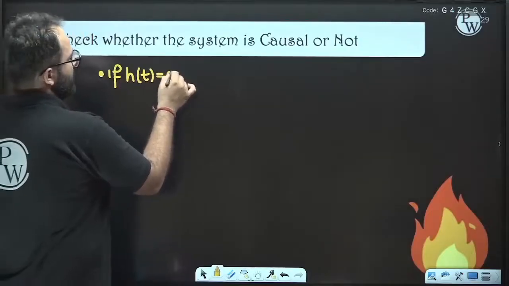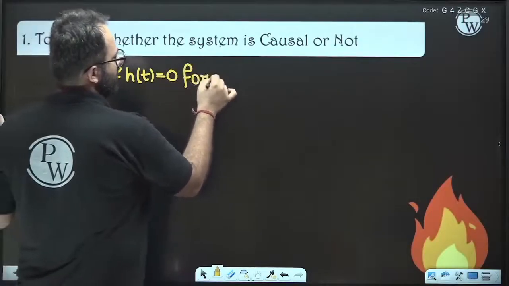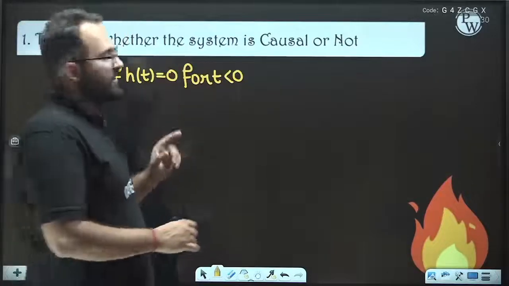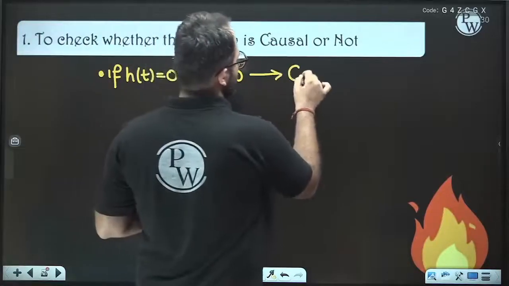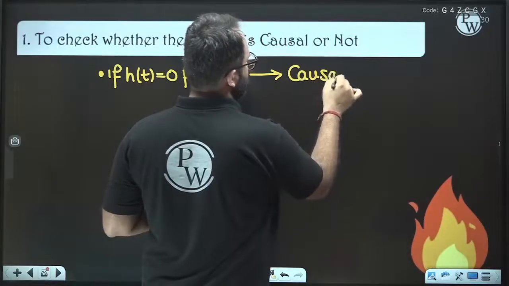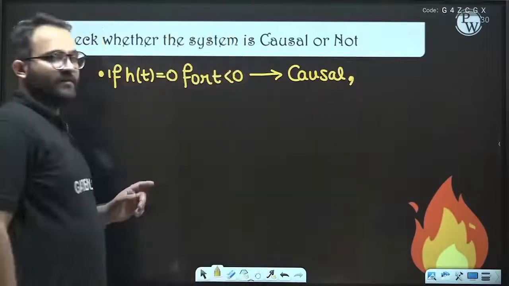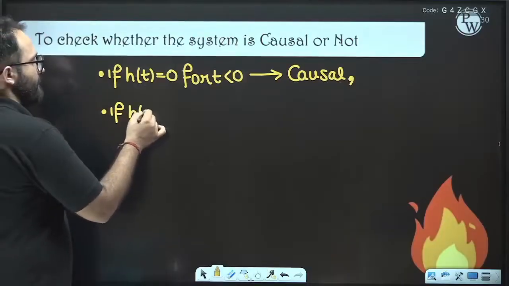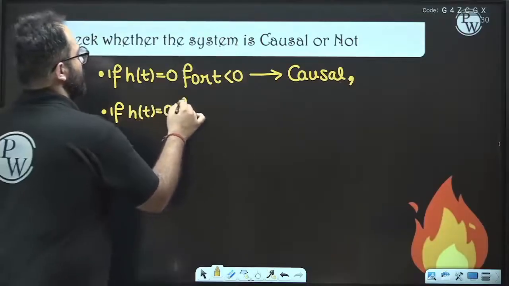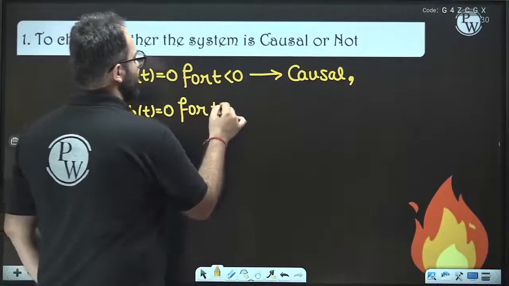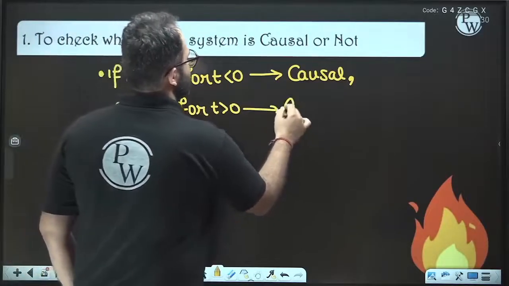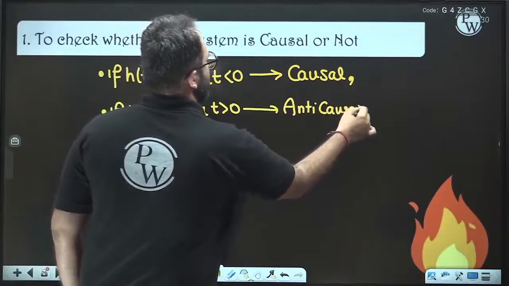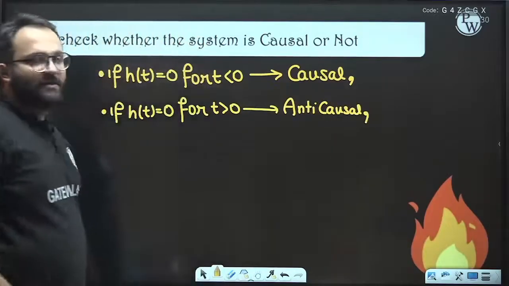If h(t) is 0 for t less than 0, if the impulse response is 0 for t less than 0, the system is a causal system. If h(t) is 0 for t greater than 0, then it is called an anti-causal system. Okay.